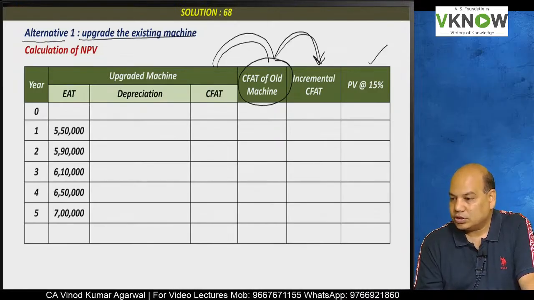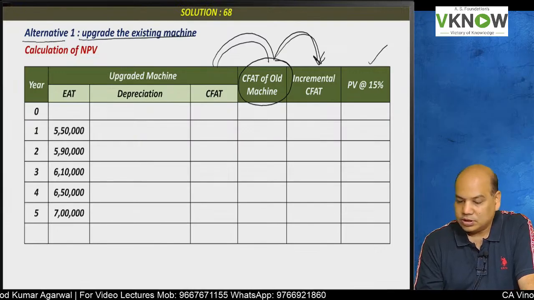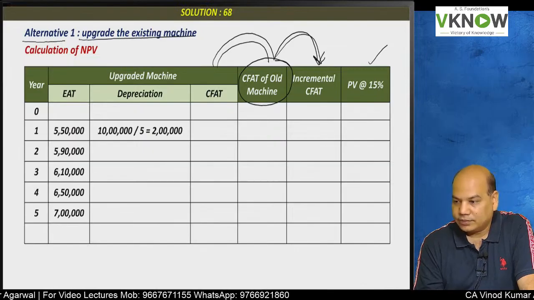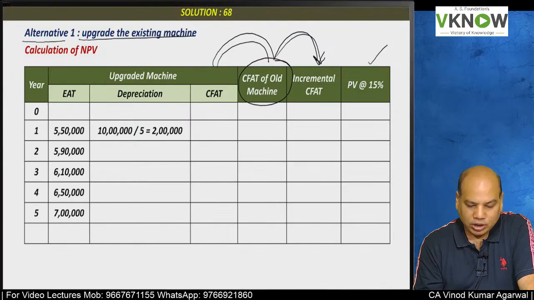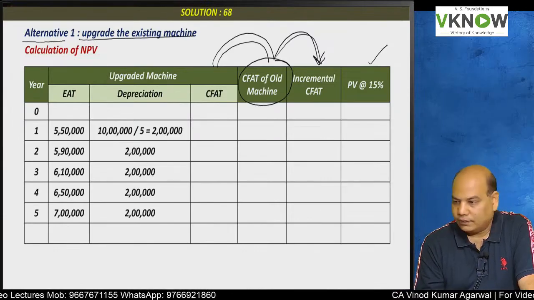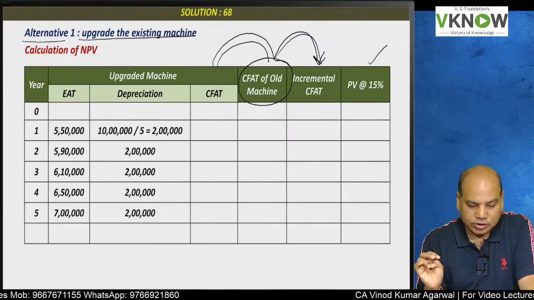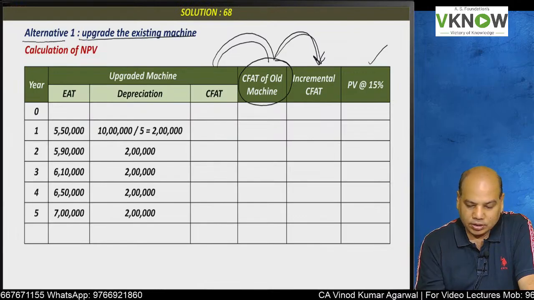How much depreciation will you charge on the upgraded machine? Cost is 10 lakh. Life is 5 years. How much depreciation will you claim now? 10 lakh divided by 5, 2 lakh. Again copy 2 lakh. Only in the first line do the calculation, later on you will forget how this 2 lakh has come. 10 lakh is the cost of upgradation.